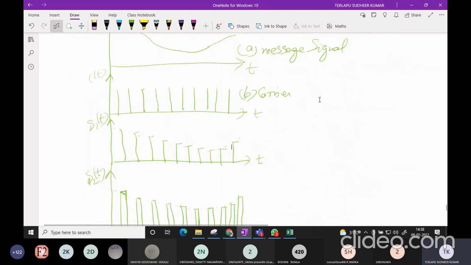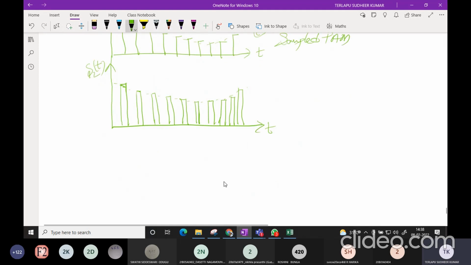So therefore, this is my carrier, and this is the ideal sampled signal, the ideal sampled PAM, and this is the flat top sampled signal.